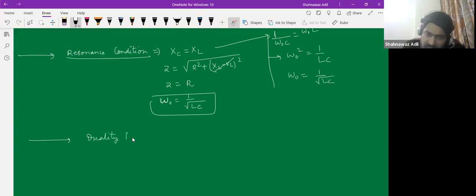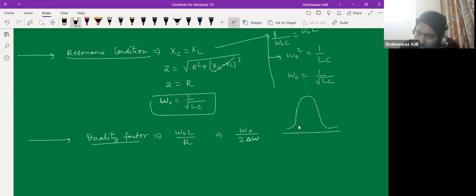The quality factor is how much? That is omega naught L by R. And we can also write the quality factor as omega naught by 2 delta omega. So this is the spread of this thing, right?